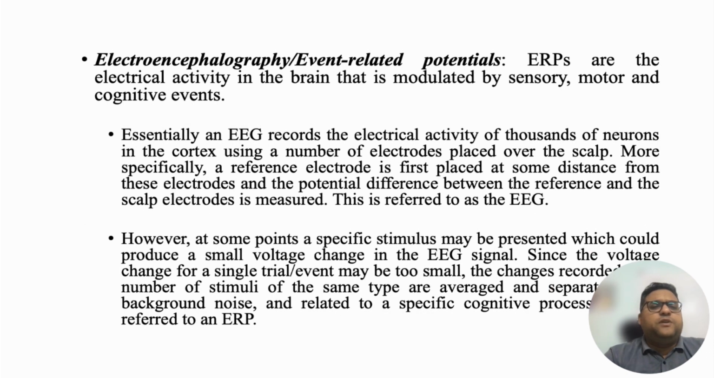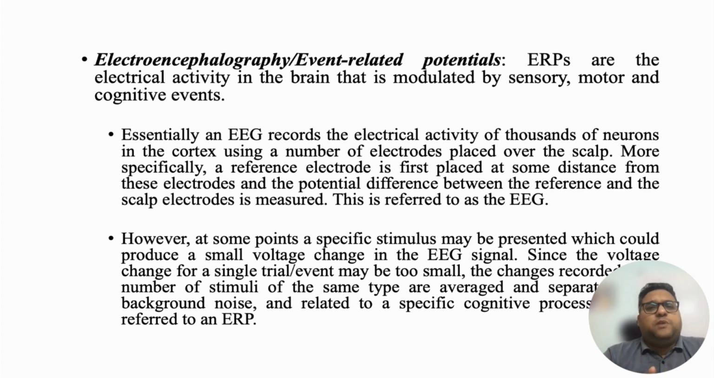Now, electroencephalography or event-related potentials. ERPs are the electrical activity in the brain that are modulated by sensory, motor, and cognitive events. Essentially, the EEG records the electrical activity of thousands of neurons in the cortex using a number of electrodes that are placed on an individual's scalp. More specifically, a reference electrode is placed at some distance from these electrodes, and the difference between the reference electrode and these scalp electrodes is measured. This is referred to as the EEG.